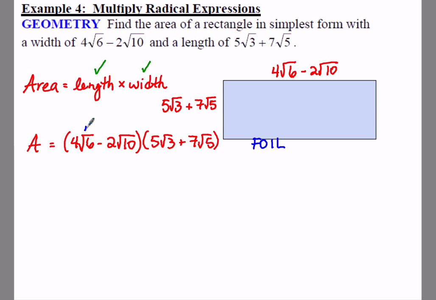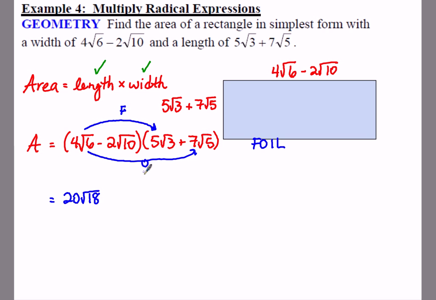So we're going to multiply these two, which is going to give us on the outside 4 times 5 is a 20. Radical 6 times radical 3 is a radical 18. That's your F. Then we're going to multiply the O's. Let me move this down a little bit here. So make this a 20 radical 18.